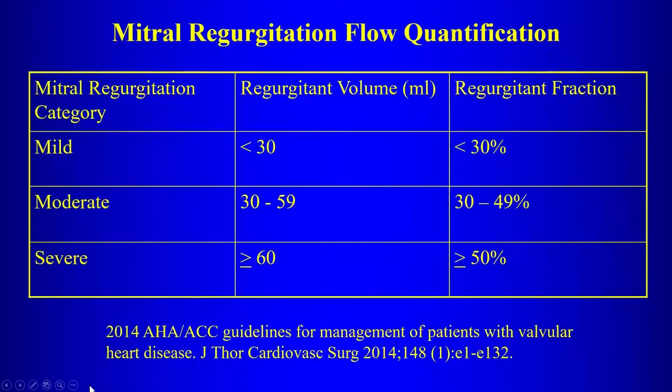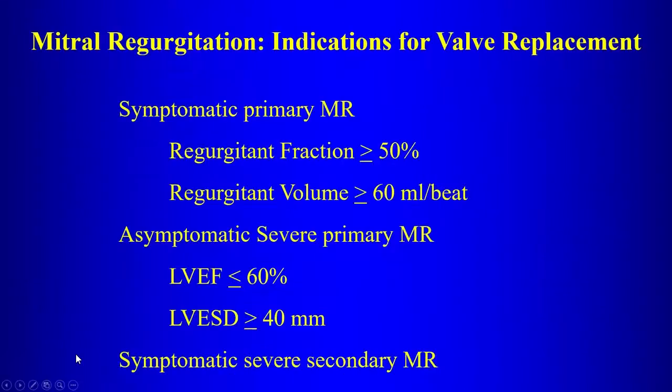And then for mitral regurgitation, we also have various categories, and we can stratify based on our regurgitant volume or regurgitant fraction. Indications for valve replacement: if the patient is symptomatic with primary mitral regurgitation, if the regurgitant fraction is greater than or equal to 50%, or if the regurgitant volume is greater than or equal to 60 milliliters per beat.